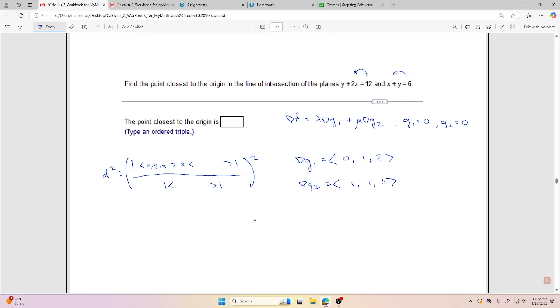So I move this over. I move this over and get y is equal to 6 minus x, and then I plug that in. And so then I got 6 minus x plus 2z is equal to 12. Move this guy over. So negative x plus 2z is equal to 6. And that's how I had my slopes of negative 1, 0, and 2.